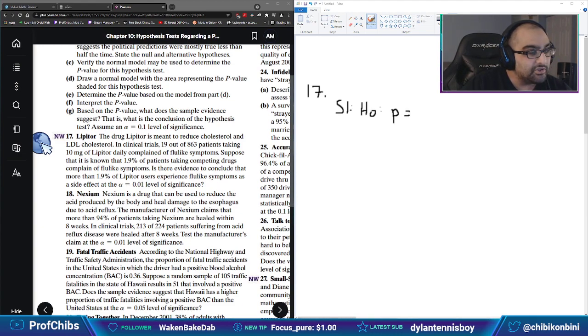So let's look at the big picture here. Remember, we're using it as a baseline, something that we're going to compare against. And remember, a proportion here is always a percentage. So what would our population proportion be according to the problem?